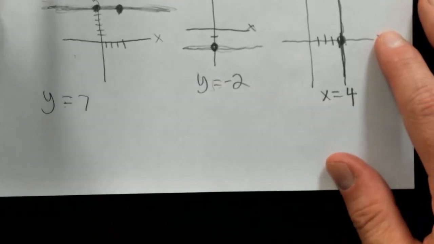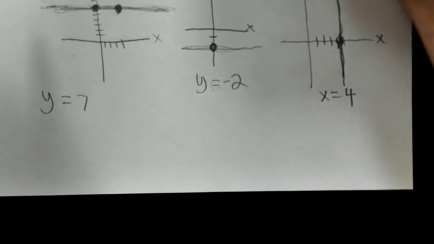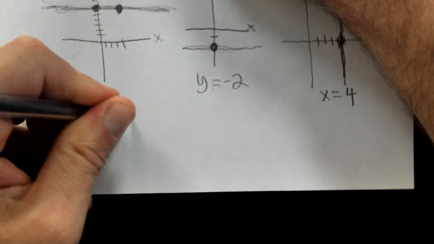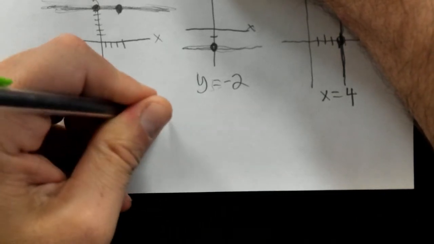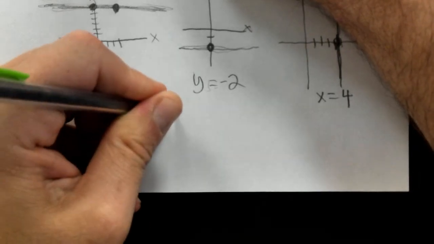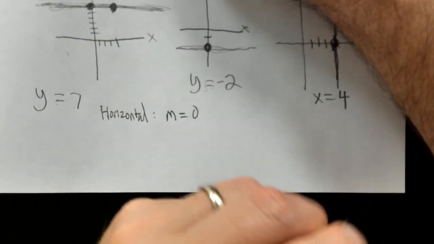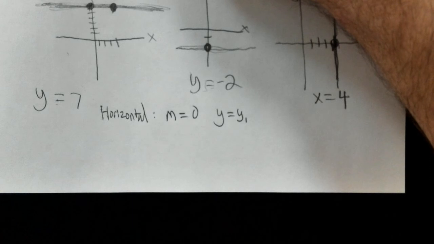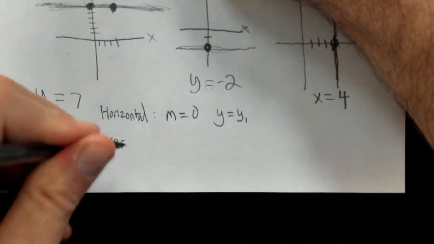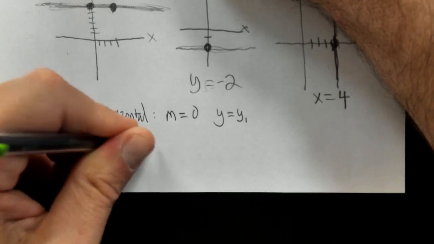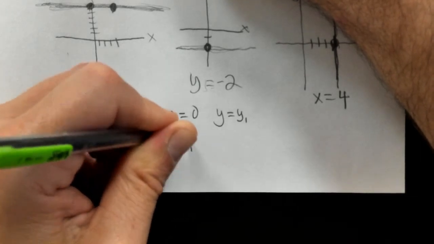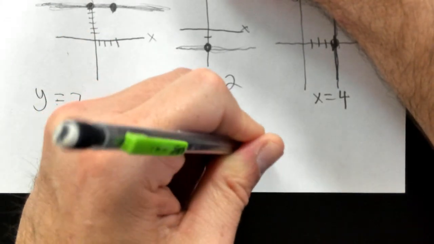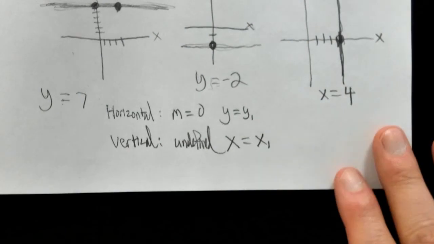So let me give you a little chart to kind of keep that straight. Okay? Let's see. All right, if you've got a horizontal line, then number 1, the slope is 0, right? And the equation is y equals wherever it hits the y. Y equals y1. If you've got a vertical line, then the slope is undefined, and the equation is x equals wherever it hits the x-axis. All right? So that little chart will kind of help you keep it straight.